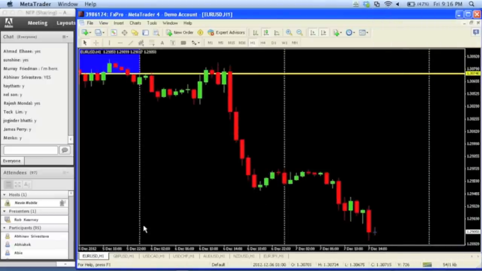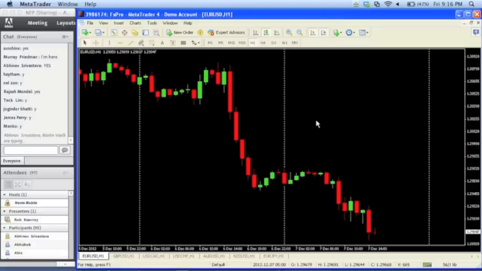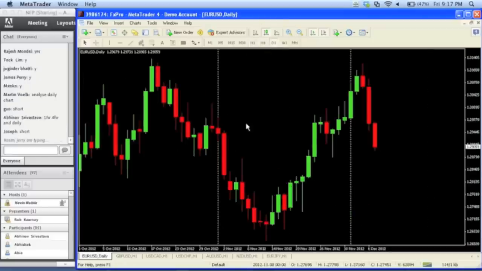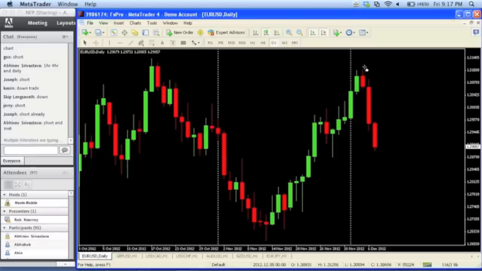We're going to start with Euro USD. What do we know about Euro USD? What do we do first? Daily chart. Okay, let's take a look at the daily chart. What do we know from yesterday's candle? This is a current candle that's running. Yesterday's candle, what does that tell us? It tells us it is short.